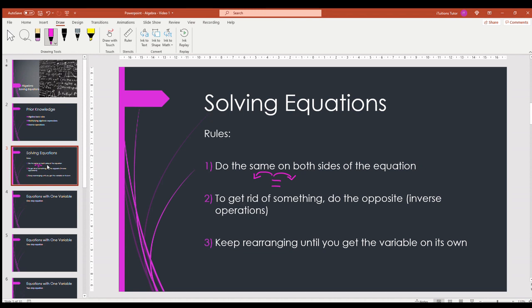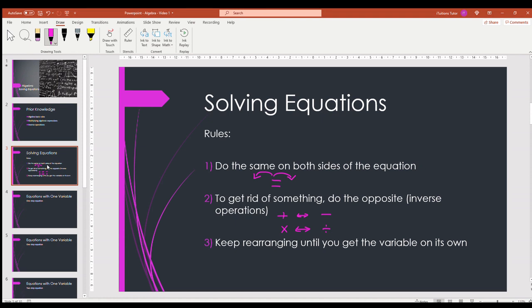The second rule is, to get rid of something, you do the opposite, which means we use the inverse operations method, and that is, the opposite of addition is subtract, and the opposite of subtract is addition. The opposite of multiplication is division, and the opposite of division is multiplication. One operation undoes the action of the other.